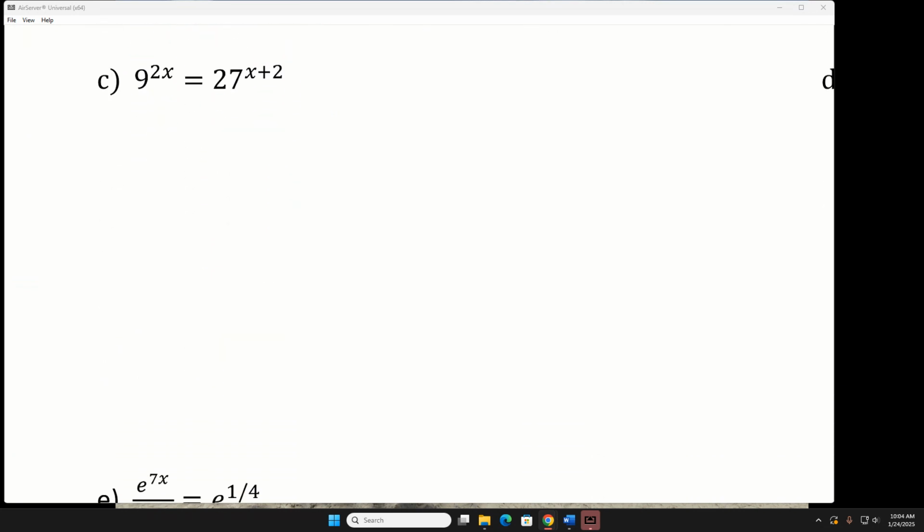Okay, so let's go to C. C is a pretty big step up from that one, because on that first one, we had the same base. Here, we obviously don't. So what base do you think we need to change this to? 3. So it's okay. We technically could do that, but it would be really difficult with some weird fractional exponents.